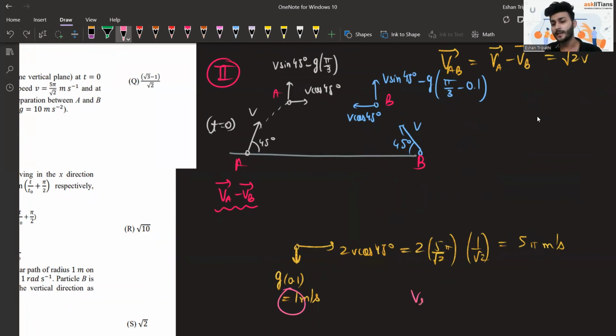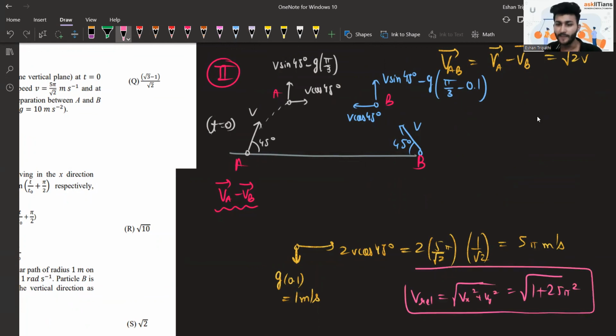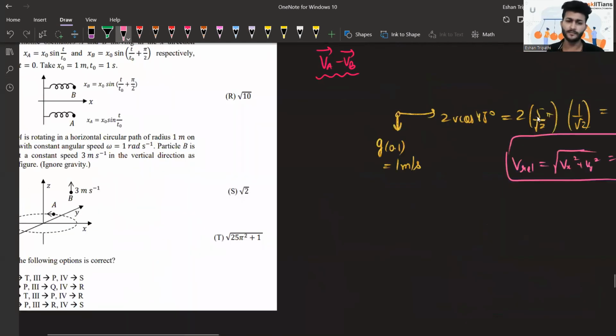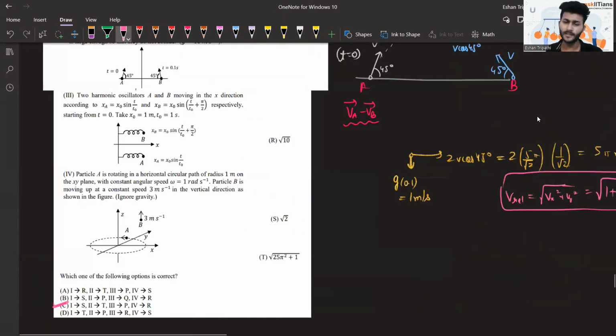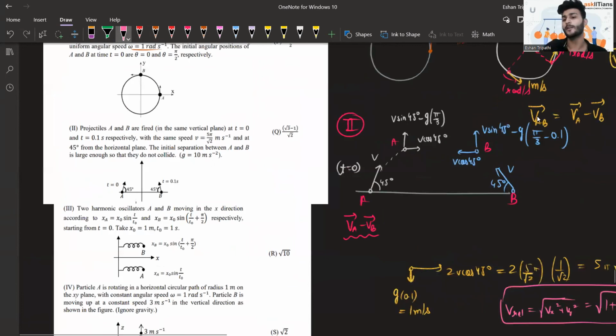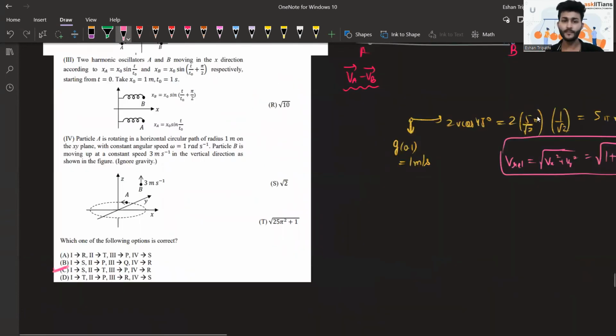So can we say that the relative final velocity will be root of Vx square plus Vy square, which is root of 1 plus 25 pi square. Let's see if it matches with one of the four options. It does with T. So that means B part is not correct, C part is right, because second matches with T. So that's how you can solve it. Not a difficult question. I would consider it as an easy question only. Just two small questions are present in this. Then you can solve and get it.